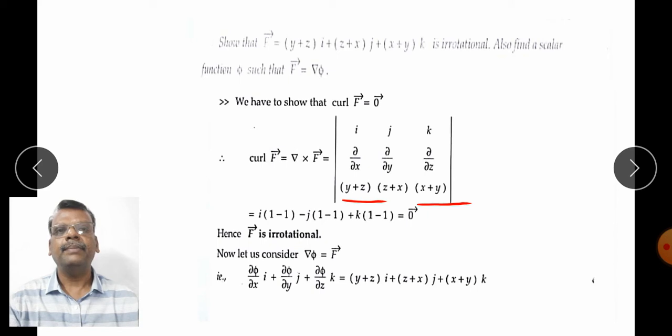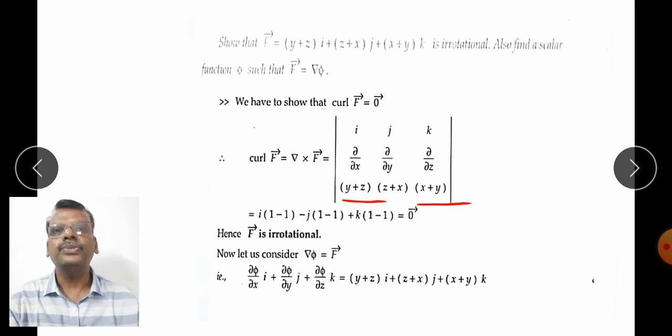And by finding the partial derivatives and expanding the determinant, that is equal to i into dou by dou y of (x plus y), that is equal to 1, minus dou by dou z of (z plus x), that is equal to 1, minus 1 plus 1, i into 0, minus j into dou by dou x of (x plus y), that is equal to 1, minus dou by dou z of (y plus z), that is equal to 1, minus 1 plus 1 again is equal to 0, plus k into dou by dou x of (z plus x), that value is equal to 1, minus dou by dou y of (y plus z), minus 1, that is equal to minus 1 plus 1 gets cancelled.